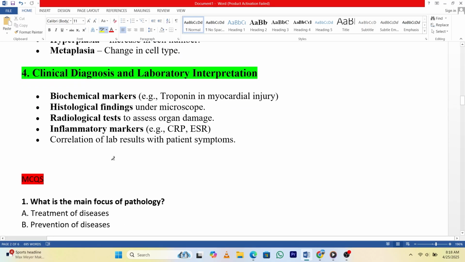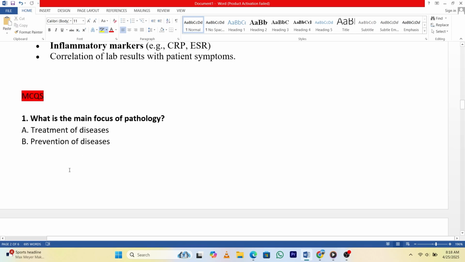4. Clinical diagnosis and laboratory interpretation. Biochemical markers, e.g., troponin in myocardial injury. Histological findings under microscope. Radiological tests to assess organ damage. Inflammatory markers, e.g., CRP, ESR. Correlation of lab results with patient symptoms.